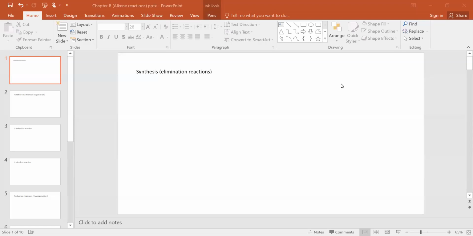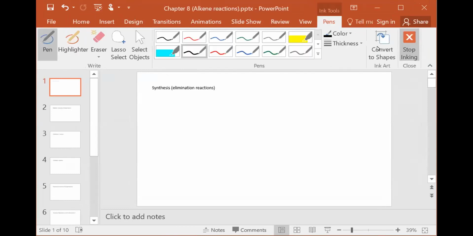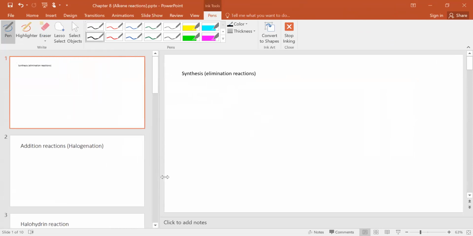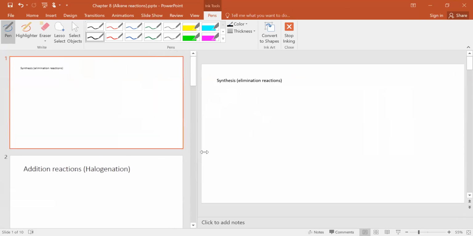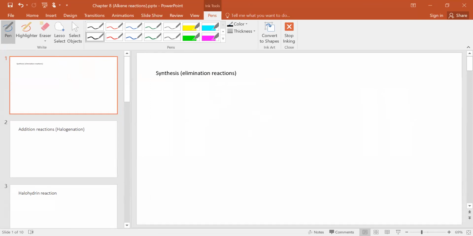Okay, this chapter will talk about the alkene reactions. Alkene reactions are the reactions of the carbon-carbon double bond. So first, briefly, we'll talk about the synthesis.